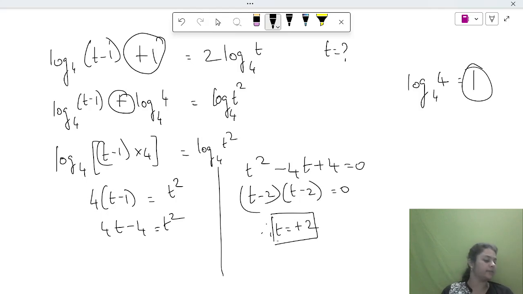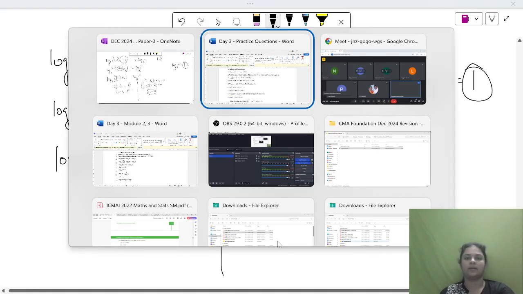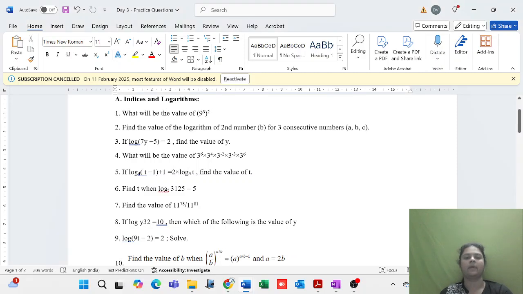Is this clear? Yes, friends, can we continue? Yes, ma'am. Go ahead, solve question numbers 6, 7, 8, 9. All the four you can solve now. Quick. Like I said, not more than 1 minute per question.